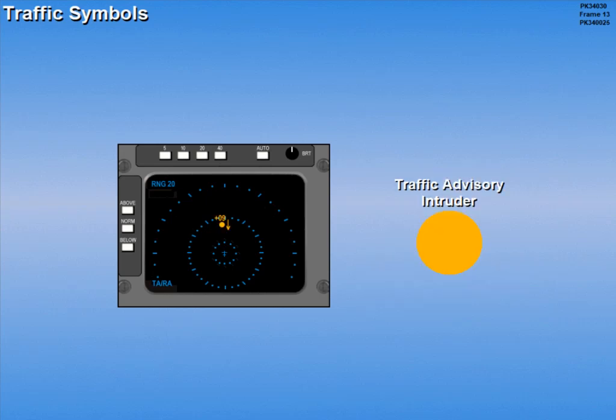A solid amber circle indicates a traffic advisory. When a solid amber circle is displayed, an oral alert is provided. "Traffic."